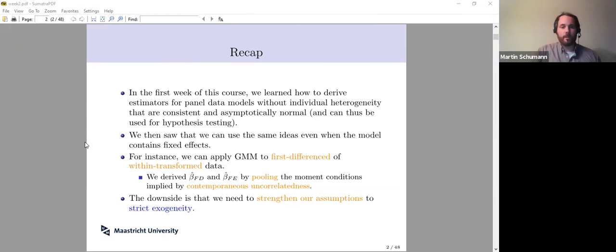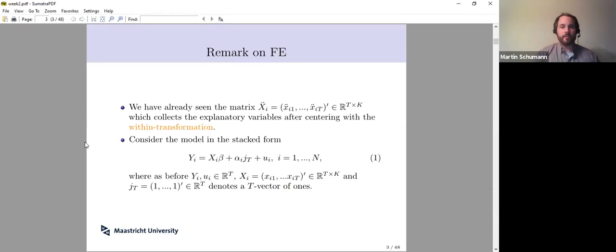Okay, now the first thing that I want to remark on is basically notation. What we have used is that we went to the it level and used the within transformation there. Now, you can also write this in matrix form, and this is what is introduced in many books. I think Wooldridge also uses this kind of notation. First you look at model 1, which is the same model that we had before in stacked form. And it looks pretty similar to what we had before. The only difference is that the alpha is multiplied with this J_T, which is simply a vector of ones. The rest is pretty standard as before.